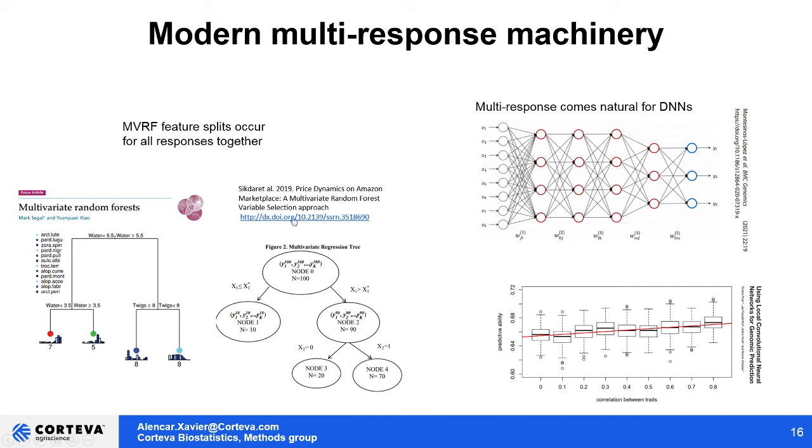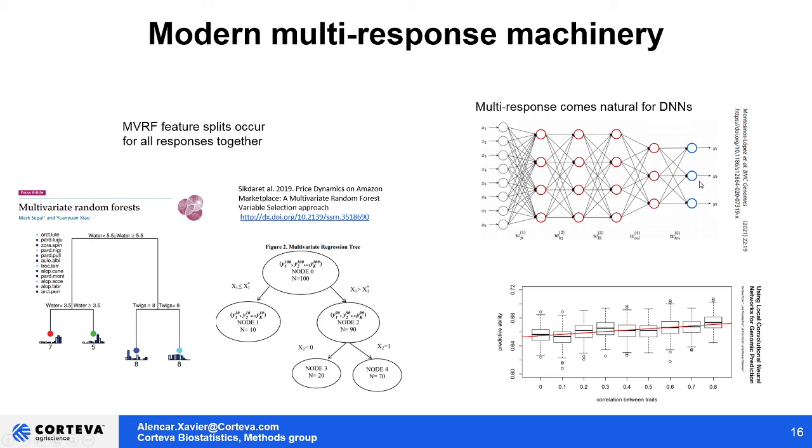Multi-response machinery, here are examples on the left, tree type of multivariate. So on the very far left here is just a depiction of a multivariate random forest, where each tree split has to be justified by decreasing the variance in all the responses. So in this case, every time that you make a split, you're actually making it mindful of all responses at the same time. And on the right, just a depiction of the neural network.